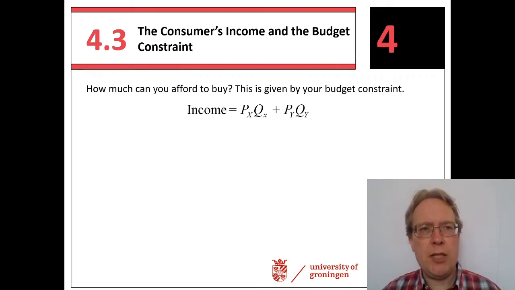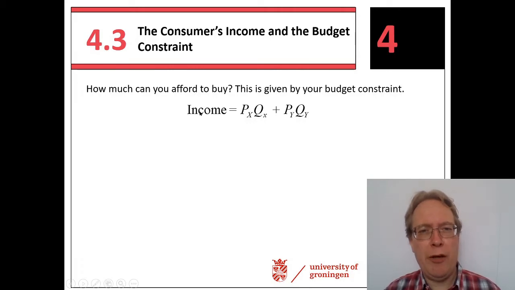Which brings us to section 4.3. So in 4.2 we talked about your preferences, your utility function, what you want, what you really want. But now we are going to look at what you can actually afford. And that's actually straightforward, right?